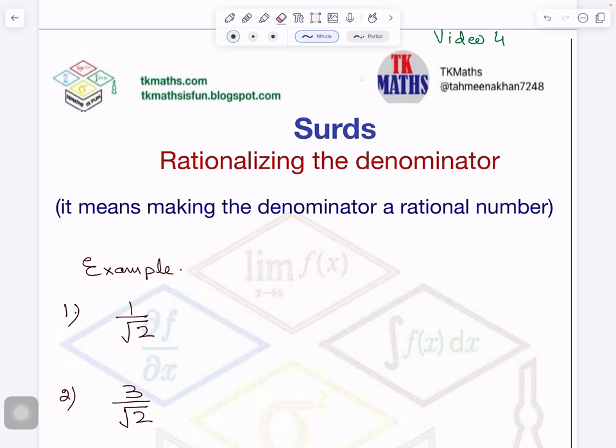So let's see here, rationalizing the denominator, what does it mean? It simply means if you have a surd in the denominator, you will change it into a rational number, right? So let's see how we do it.